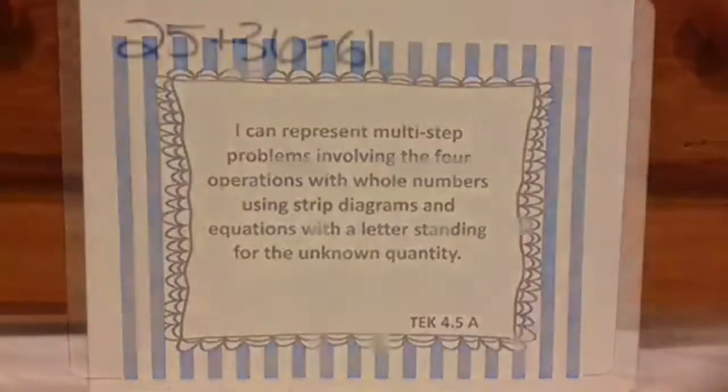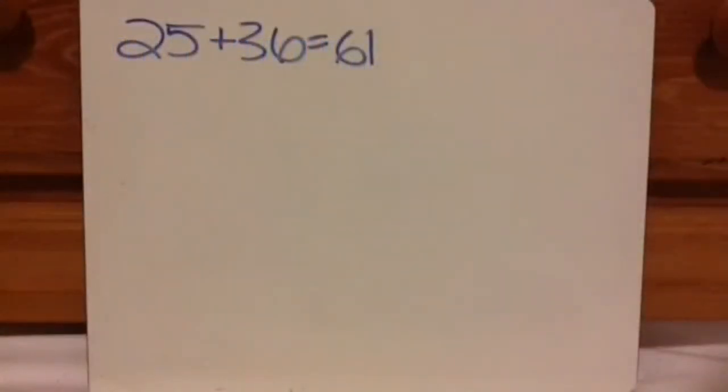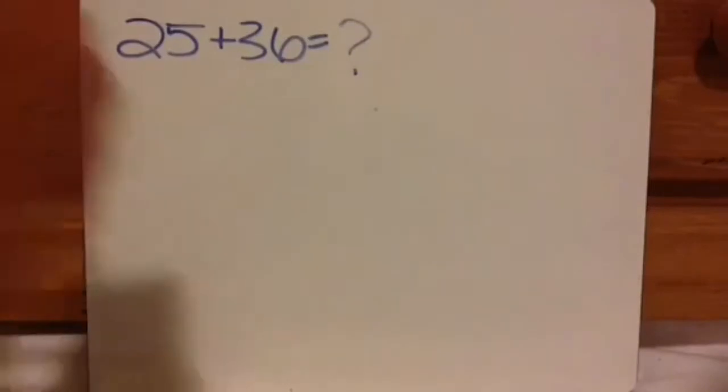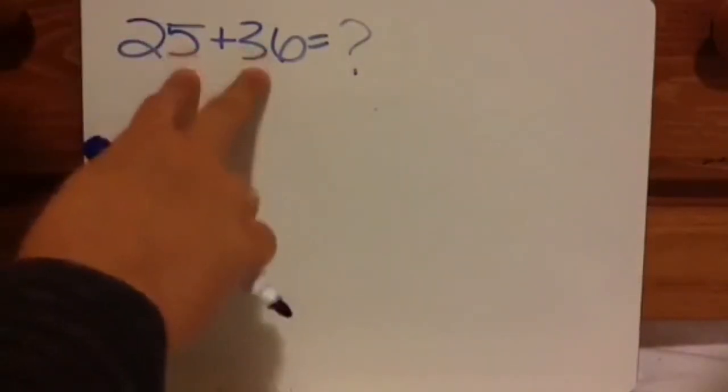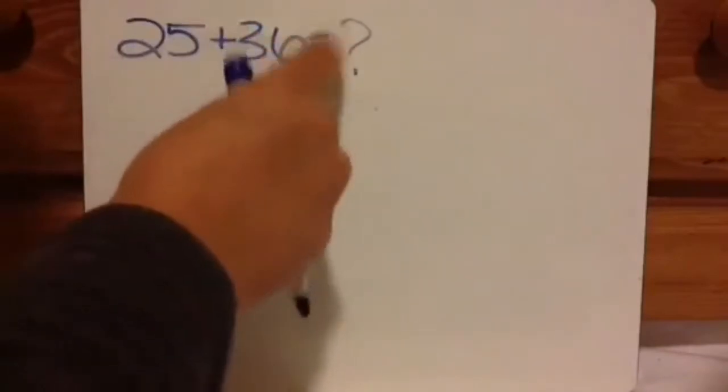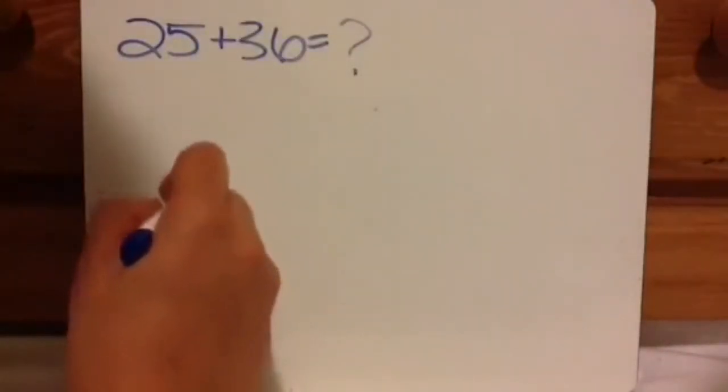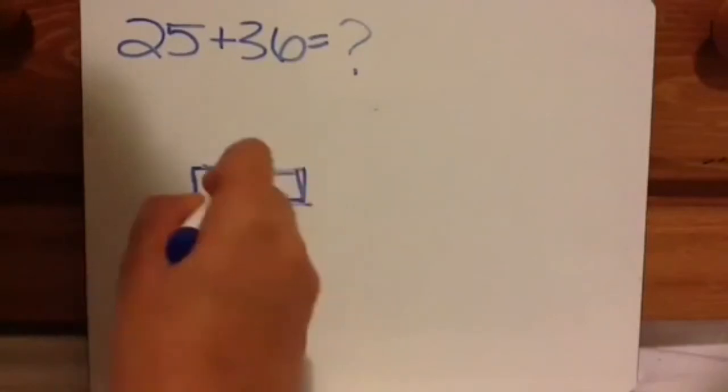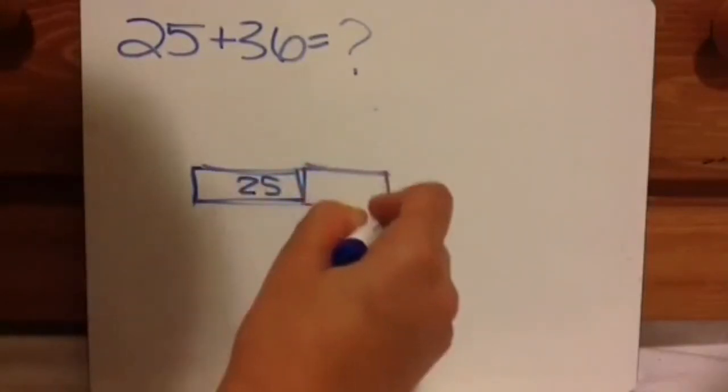So let's get started. I want to talk about a simple math problem such as 25 plus 36 equals 61. We're not worried about a word problem right now. We are just concerned with how you represent this in strip diagrams with a letter standing for the unknown quantity. So let's pretend this is what we're looking for. I'm just going to put a question mark for answer. So you basically have two parts. You are combining those two parts and you're getting your total. When you have two parts and they are being added, you put them next to each other.